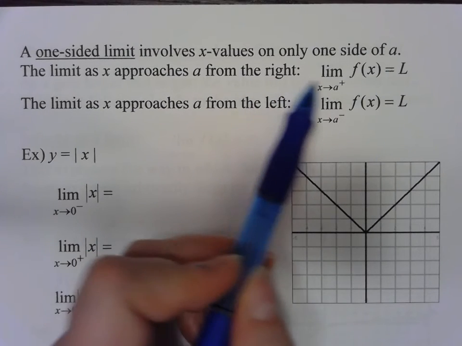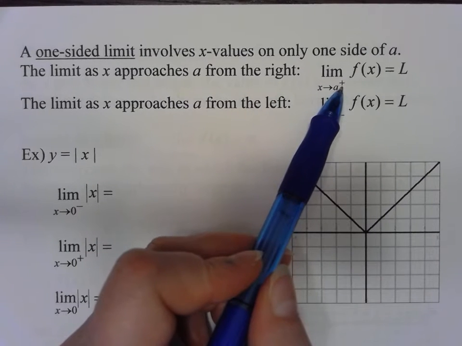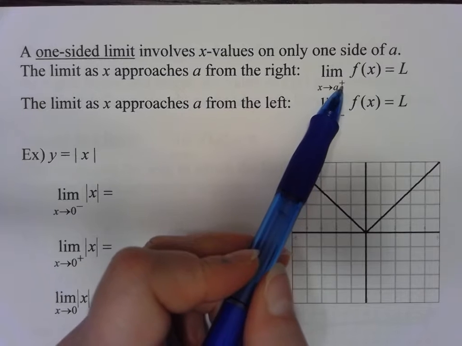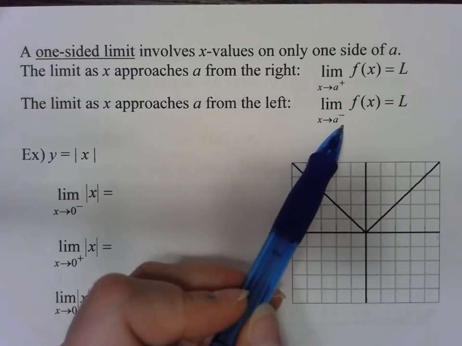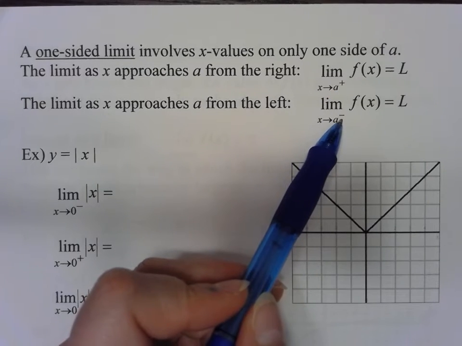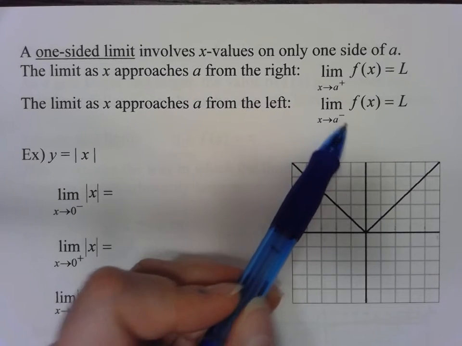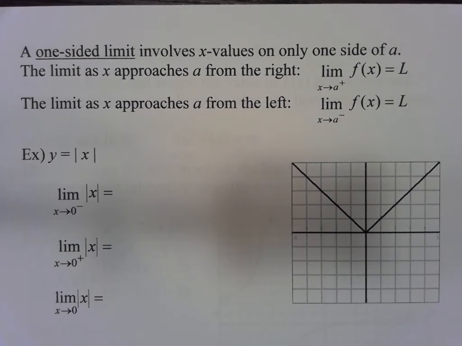Okay, so from the right, we denote that with a little plus. It's like a superscript, kind of like an exponent, but not. And then from the left, we use a negative, same thing, right? Like a superscript, sort of.